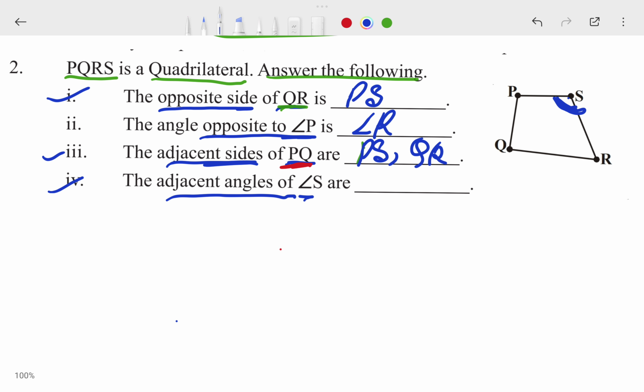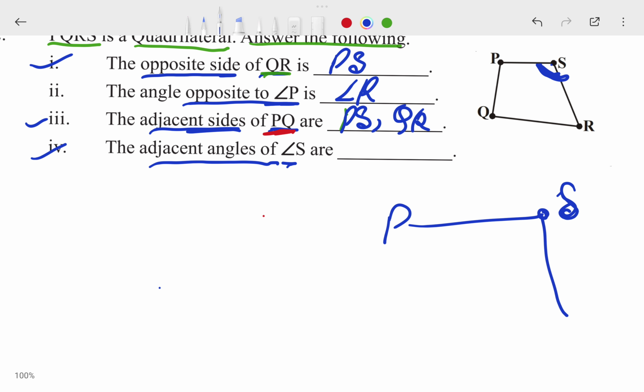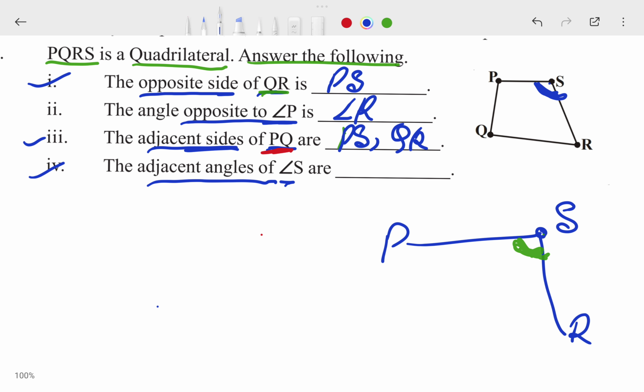Adjacent angle means, just see which line is intersecting. This is our S, and this is our S. This is P, and this is R. Okay, now let's understand clearly here. This is our angle. This is the adjacent angle, that is S. Okay, just let me erase that again. Wait a minute. This is S. Okay, so we have to find the adjacent angle of S.